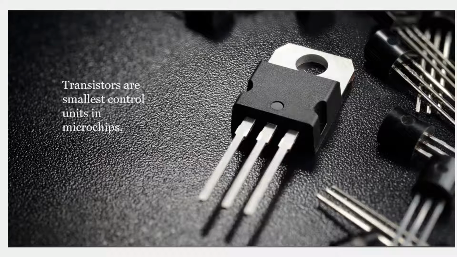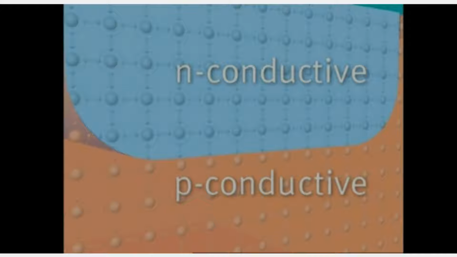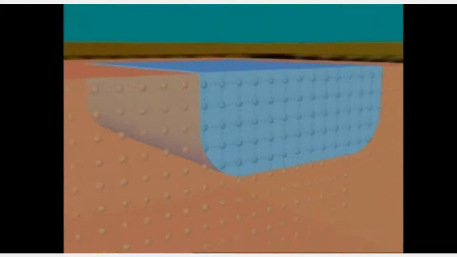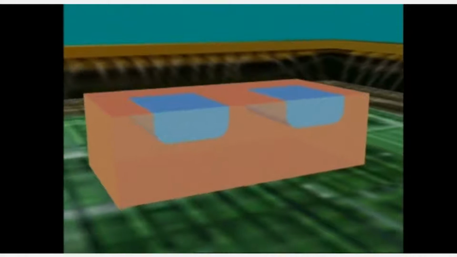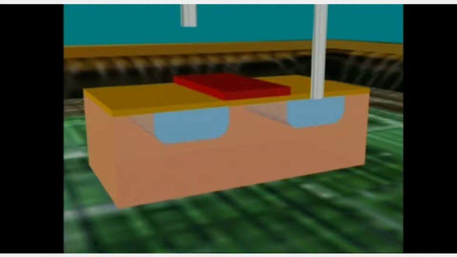Transistors are the smallest control units in microcontroller chips. Let's look at this video for a better understanding. For example, this is an NMOS transistor. In the heart of an NMOS transistor, we find an N-conductive and P-conductive layer of silicon crystals. The additional layer covering above is made of silicon oxide and it acts as an insulator. Another layer of electrically conductive polysilicon is applied on top of it, and every transistor has 3 common connections.